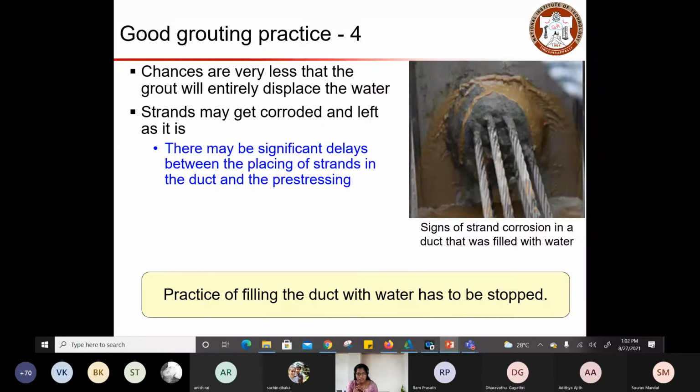And in that case, if you have some amount of water, then corrosion may get initiated, and your strands may get corroded, and that will be left as it is. There may be a lot of delays between placing the strand in the duct and then the pre-stressing. In that case only you will see such a situation.